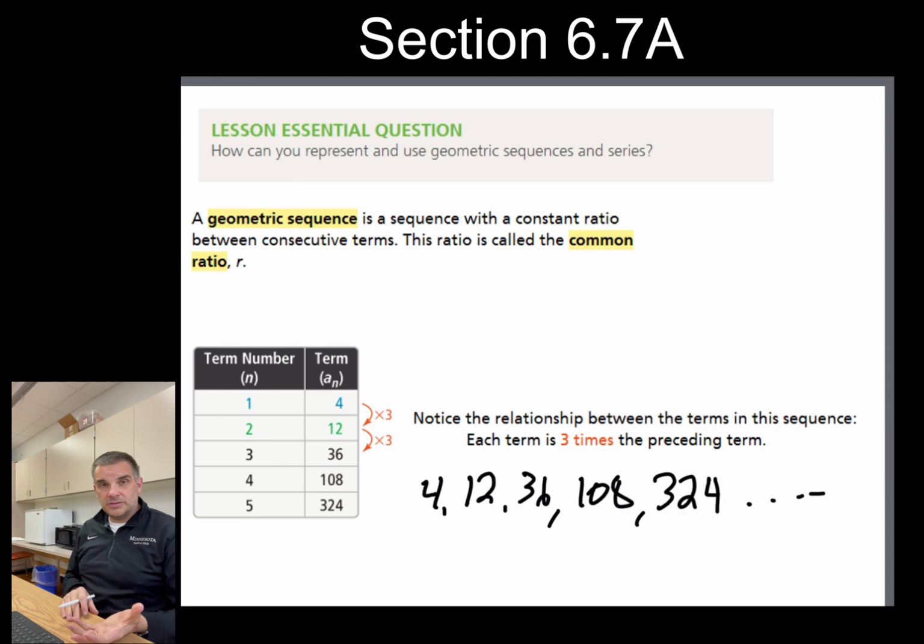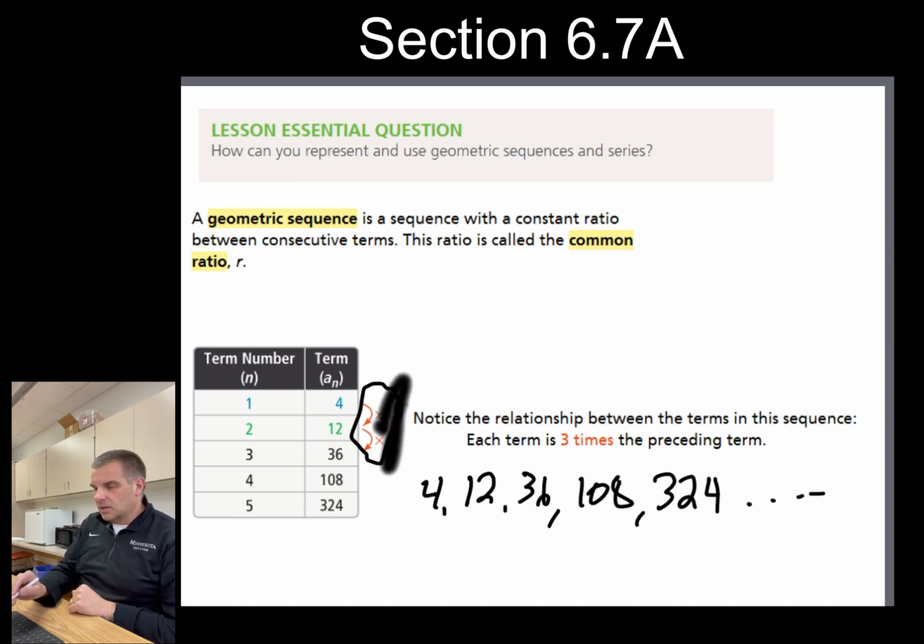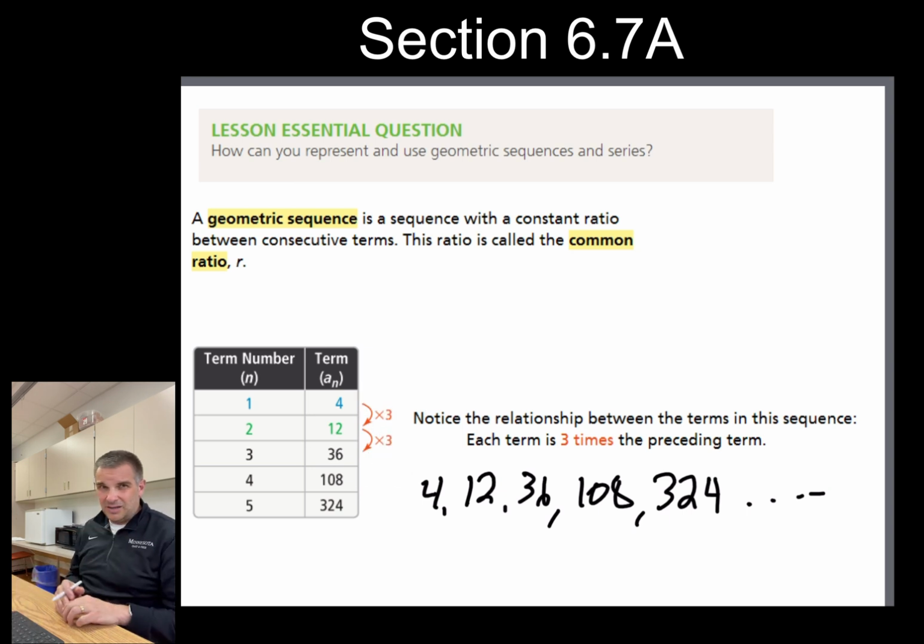Now, this is a geometric sequence if it has a common ratio between the terms. And if you'll notice, this one does have a common ratio. It has a common ratio of 3, so we do say that this is a geometric sequence. But a couple other things I want you to keep in mind: one is that n value. That n value means the number of the term in that sequence. The term value is the value of that term in the sequence.